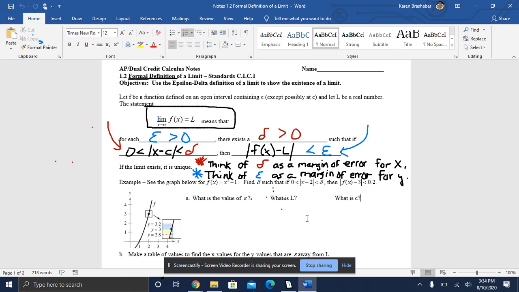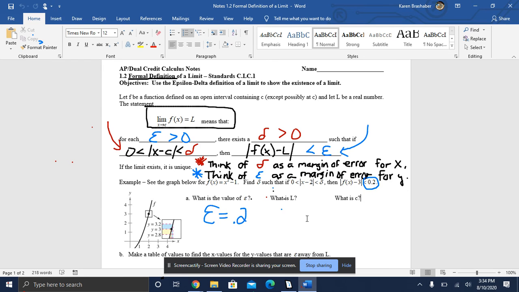So as you look at our example, I have the function f of x is equal to x squared minus 1. I'm going to be looking for delta, that margin of error for x. How close do we have to get x to be so that f of x minus 3, in absolute value, would be within 0.2 of the actual limit, or 2/10? So in this problem, our epsilon is that 0.2, and it comes from this statement.